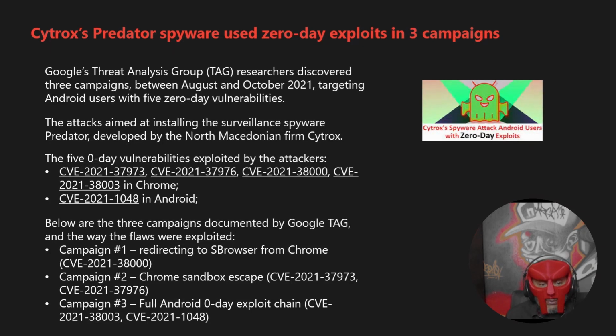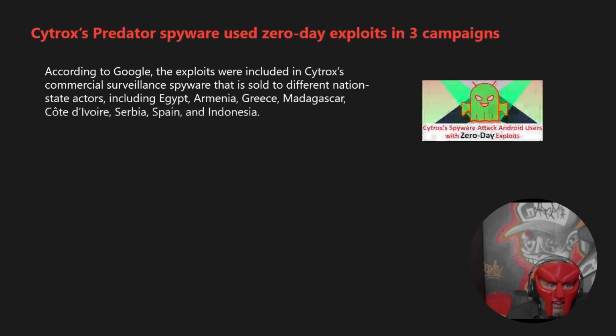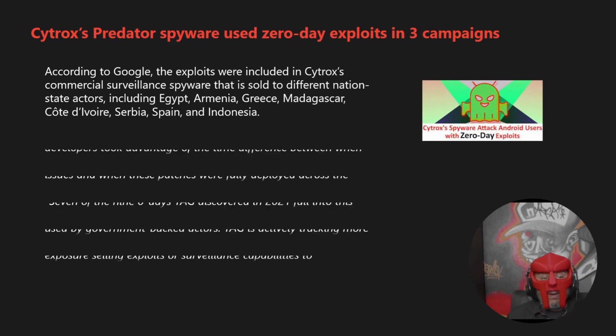The 3 campaigns documented by Google TAG and the way the flaws were exploited include Campaign 1, redirecting to SBrowser from Chrome, Chrome Sandbox Escape, full Android zero-day vulnerability chain. According to Google, the exploits were included in Cytrox's commercial surveillance spyware that is sold to different nation-state actors, including Egypt, Armenia, Greece, Madagascar, Côte d'Ivoire, Serbia, Spain, and Indonesia.